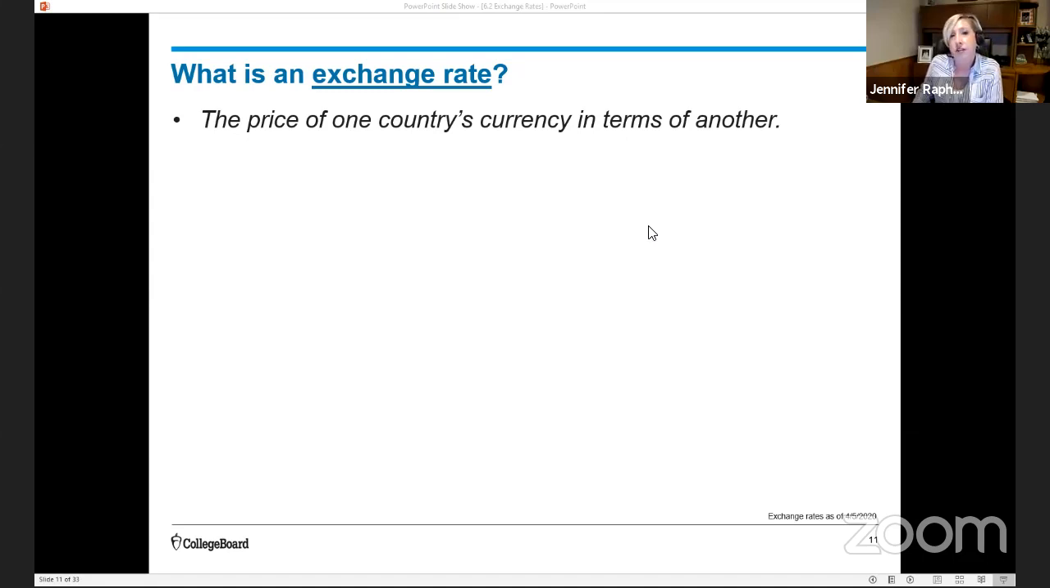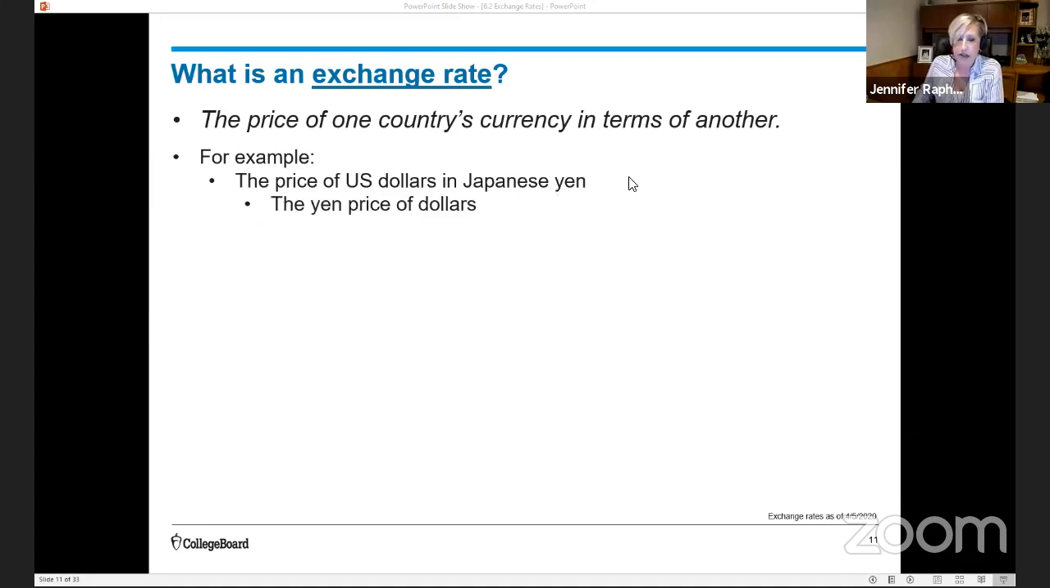But the price of dollars is denominated in other countries' currency because people in other countries purchase dollars when they want to buy US goods and services. US consumers purchase currencies of other countries when they want to buy goods and services produced in other countries. So I'm going to give you some examples and I'm going to show you how these currency exchange rates can be read. So for example, the price of US dollars in Japanese yen. Another way to describe that is the yen price of dollars. It's sometimes expressed as yen per dollar.